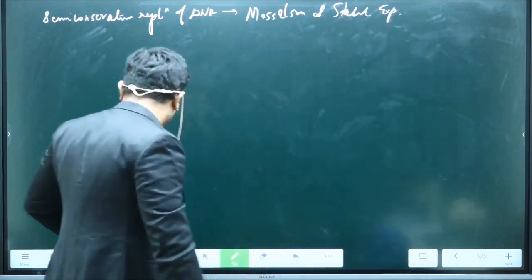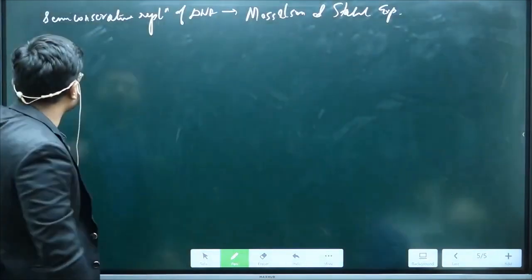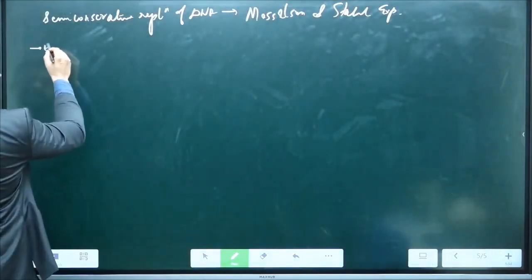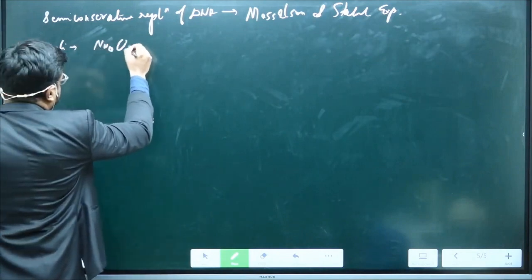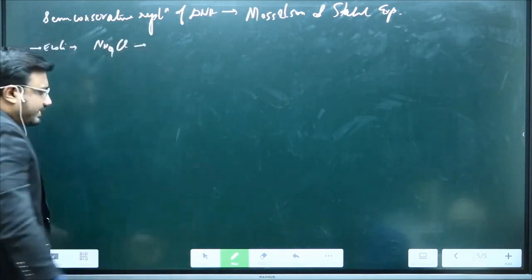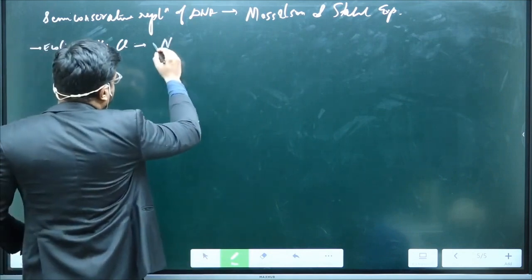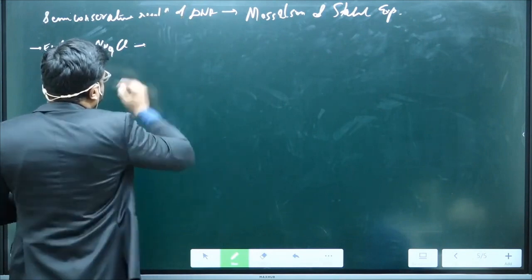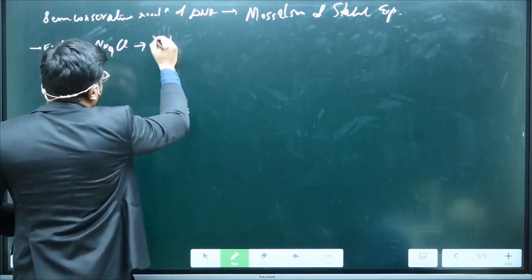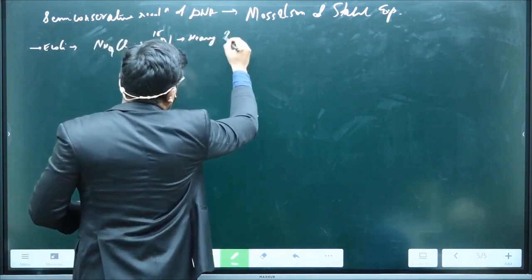So what did they do in this experiment is that they cultured the E. coli cells in the ammonium chloride medium. So they labeled them with the heavy isotope, that is 15N. So 15N represents the heavy isotope of nitrogen.